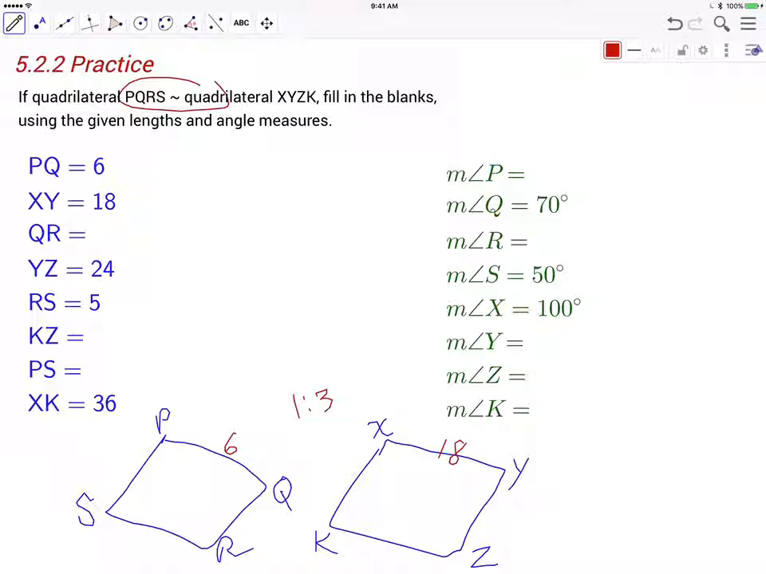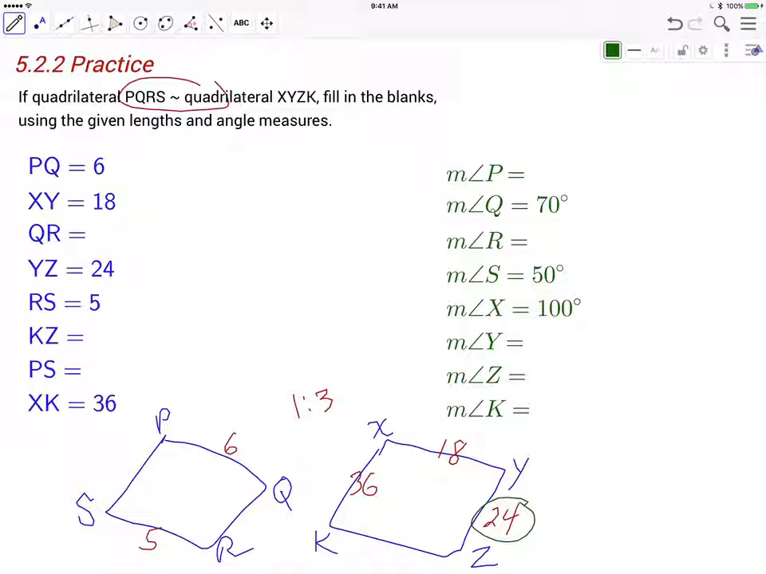So YZ is 24. Let's fill in everything else. RS is 5. And XK is 36. So those are all the given pieces of information. Let's write in green everything else. So to go 24, right?